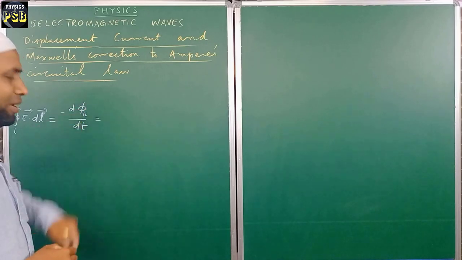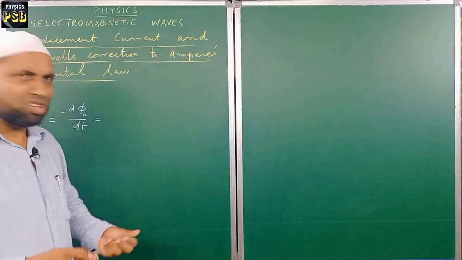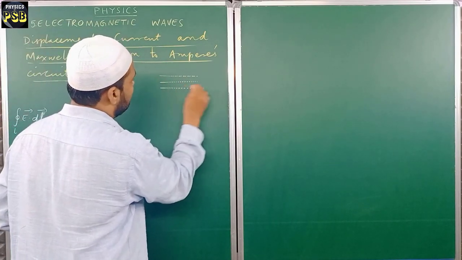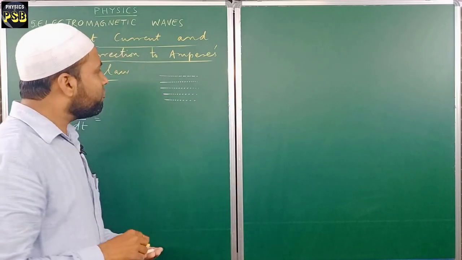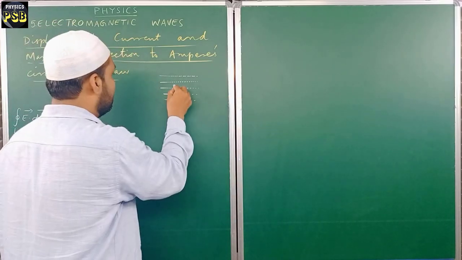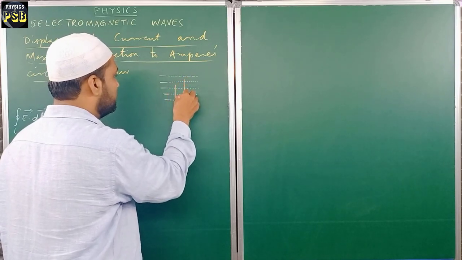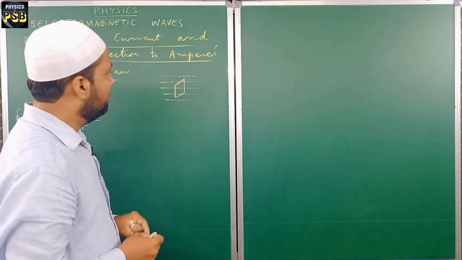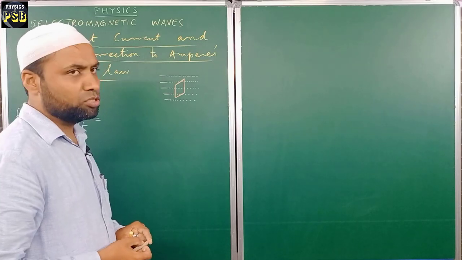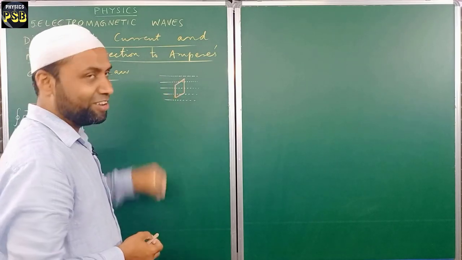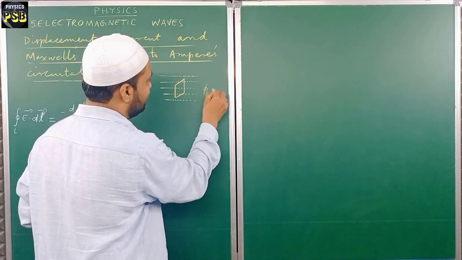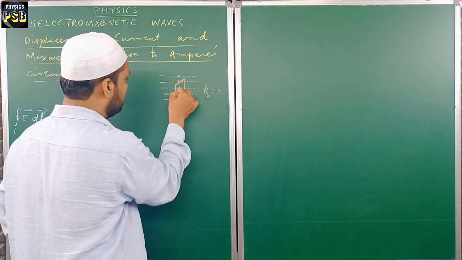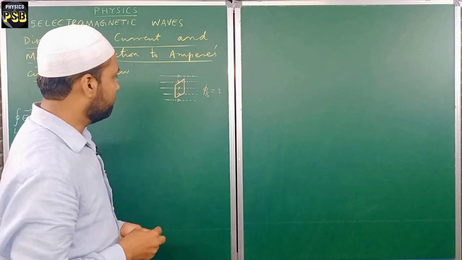And here, phi B is nothing but the magnetic flux. What is this magnetic flux? We don't talk about a magnetic field; it consists of magnetic field lines. The number of magnetic field lines crossing a given area is referred to as magnetic flux. Now in this case, three magnetic lines of force are crossing this given area, so magnetic flux is 3 here. This arrow mark represents the direction of the magnetic field.